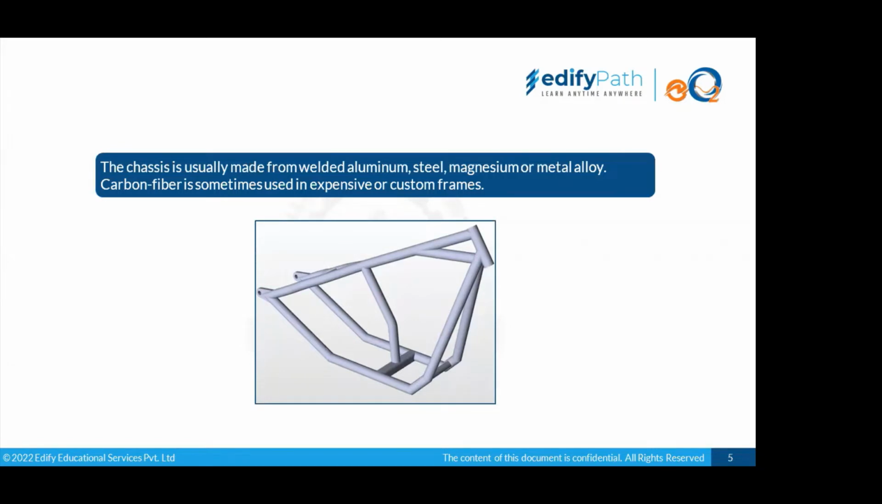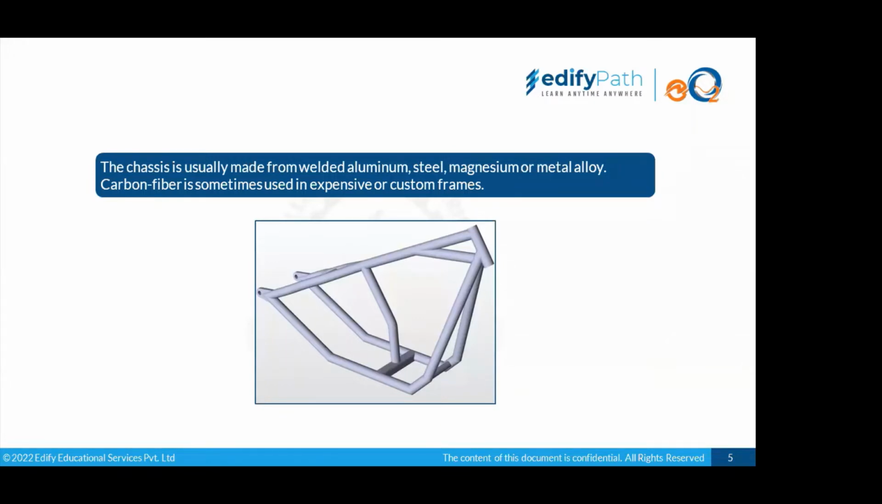So if you are using say a pure aluminum or a steel chassis, to make them more robust, to give them strength, we could instead use an alloy which is mixed with magnesium or metal alloy. That would again give strength to the chassis material.